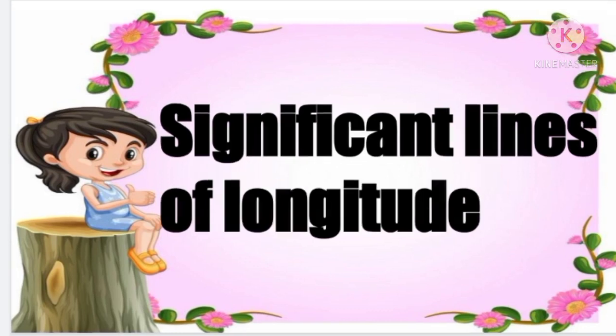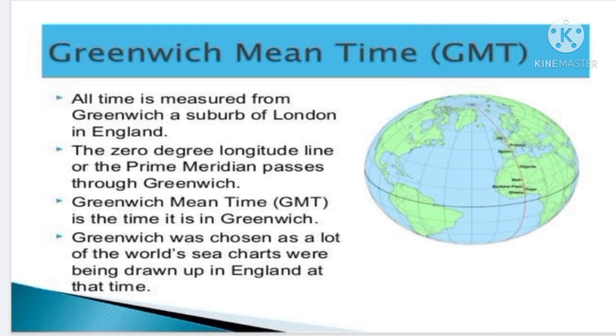Now let's see the significant lines of longitude. What is meant by Greenwich Mean Time? That is GMT. All time is measured from Greenwich, a suburb of London in England. Students, the Royal Astronomical Observatory is located at Greenwich near London in England.